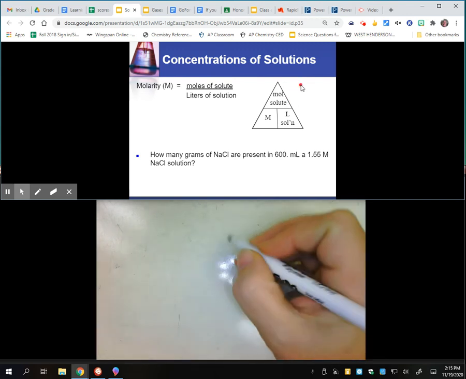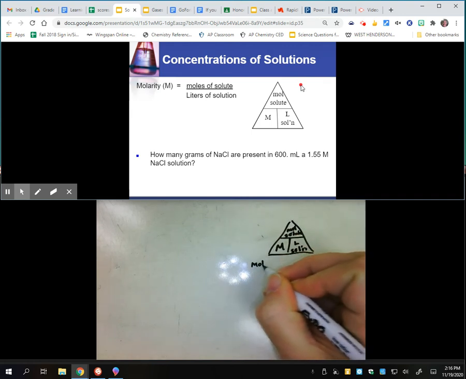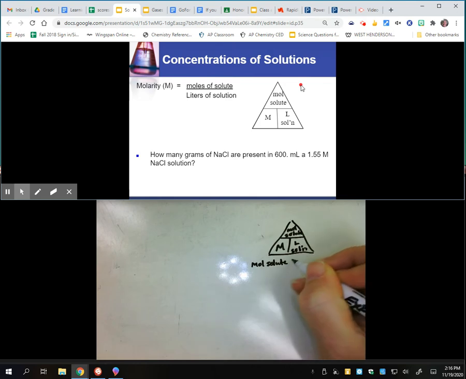So for this one, I'm going to again draw my triangle here. Bigger this time. Okay, so I'm going to rearrange my equation first. They're asking me about the amount of solute, so I cover up moles of solute, and it's molarity times liters. If they're beside each other, it is multiplication. If they're over one another, it would be division. So what this is telling me is that moles of solute is equal to molarity times liters.